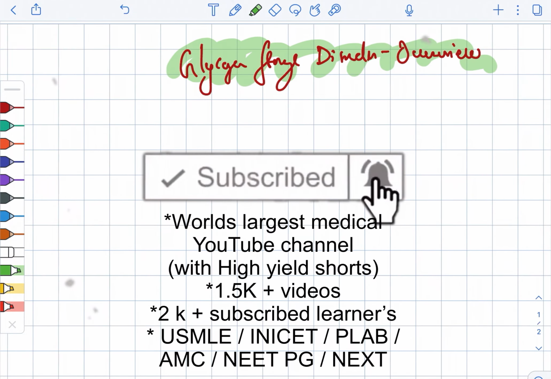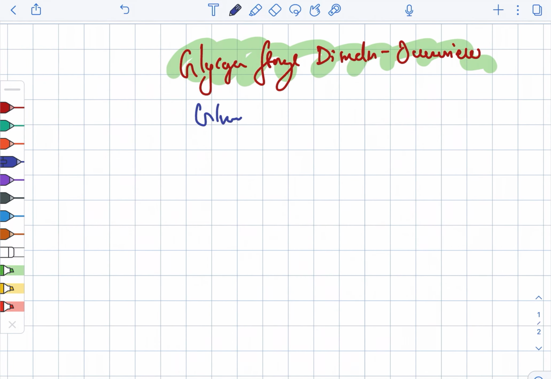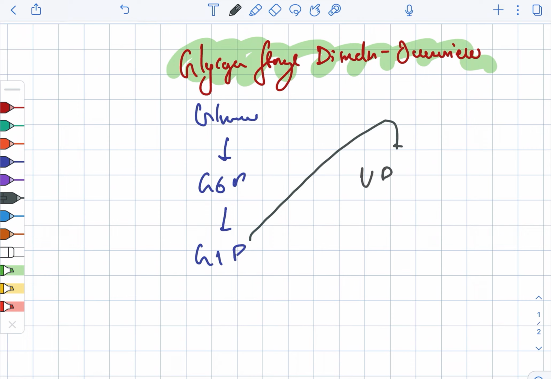Glycogen storage disorders and the overview. So firstly, there is the presence of glucose. Glucose is converted to glucose 6 phosphate. Glucose 6 phosphate is converted to glucose 1 phosphate. Now this glucose 1 phosphate is going to the UDP glucose. UDP glucose is going to amylopectin.